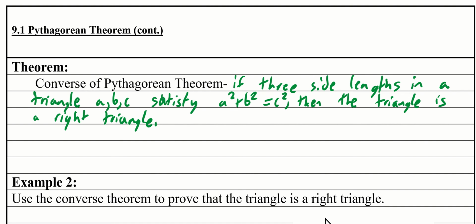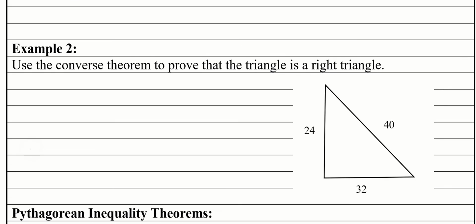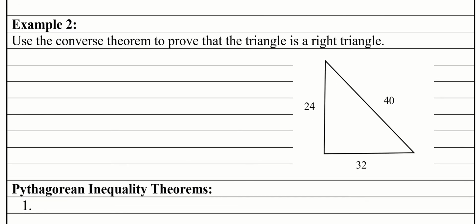So our work is pretty much the same. The only difference is our end goal is we're basically proving that something is a right triangle as opposed to finding a different side length here. Okay, so I'll show this here in example 2. So example 2, again, you sketch this triangle here. And let's say we're given the side lengths 24, 32, and 40.